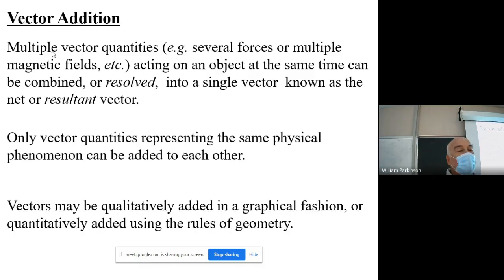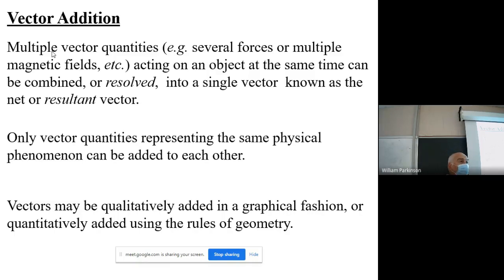Okay, to add the vectors together, they must first represent the same physical quantity, meaning you can't add an acceleration vector to a force vector. You can't add a velocity vector to an acceleration vector, okay? You can't do things like that. You can only add velocity vectors to velocity vectors. You can only add force vectors to force vectors. Okay, so you can qualitatively add them in a graphical fashion, or you can do it using geometry rules. We're only going to do it the first way.